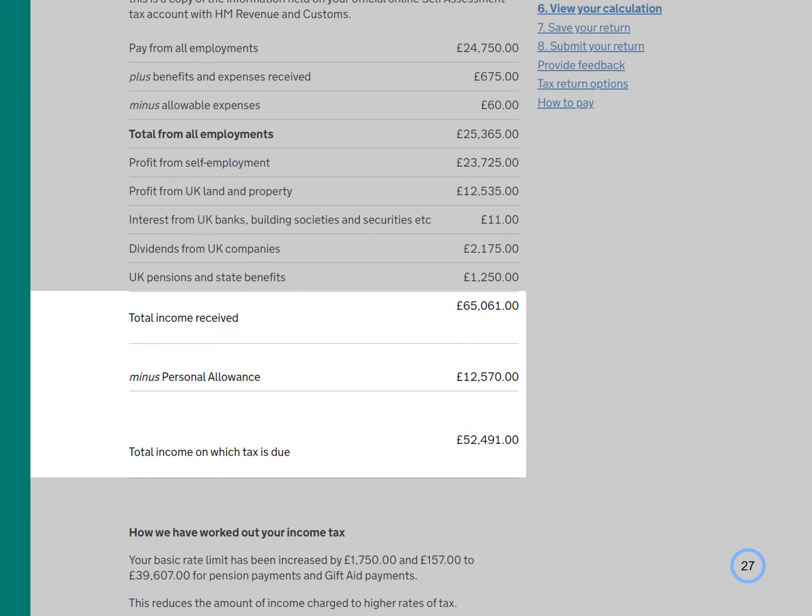The personal allowance is your tax-free amount for the year. This is taken off your total income received to arrive at the total income on which tax is due, or your taxable income.